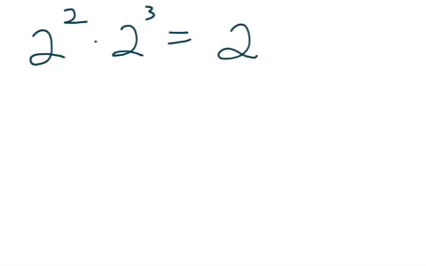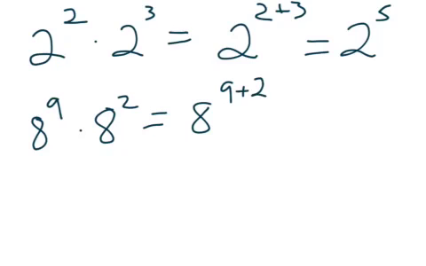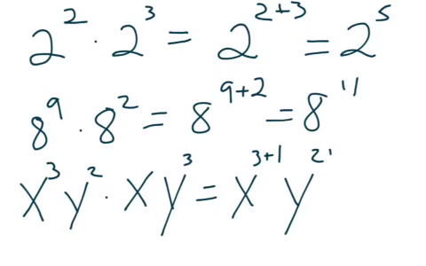So let's look at a few problems. Let's see, 2 squared times 2 to the 3rd is equal to 2 to the 2 plus 3, which equals 2 to the 5th power. 8 to the 9th times 8 to the 2nd equals 8 to the 9 plus 2, which equals 8 to the 11th. You can even do this with multiple variables. So x to the 3rd y squared times x y to the 3rd equals x to the 3 plus 1, y to the 2 plus 3, which equals x to the 4th y to the 5th.